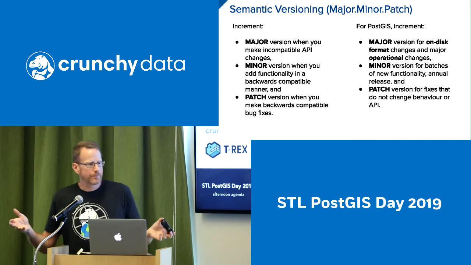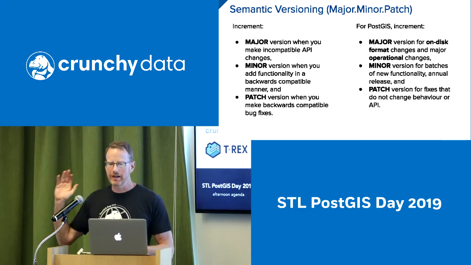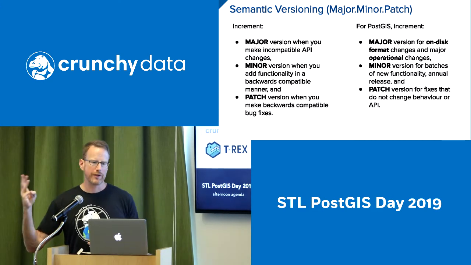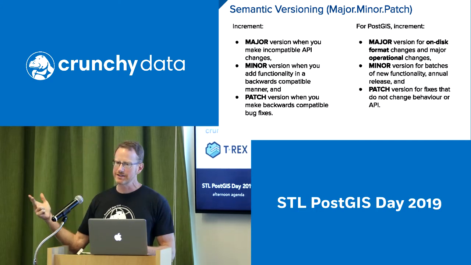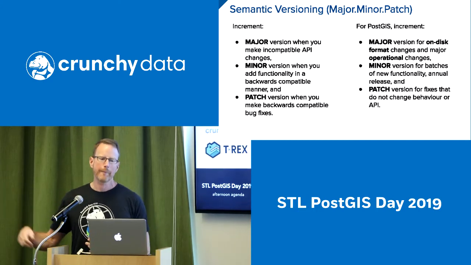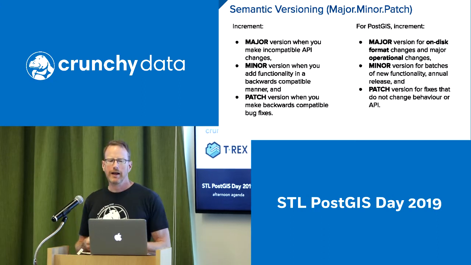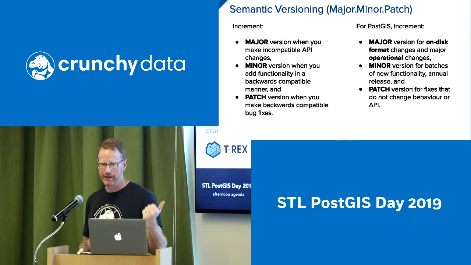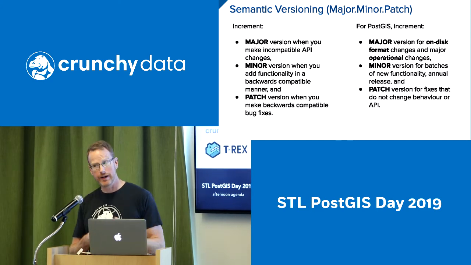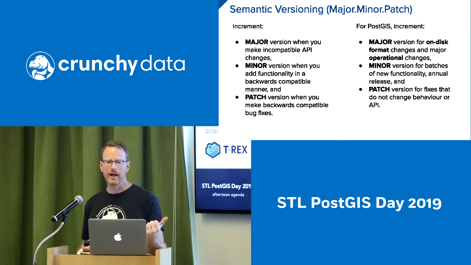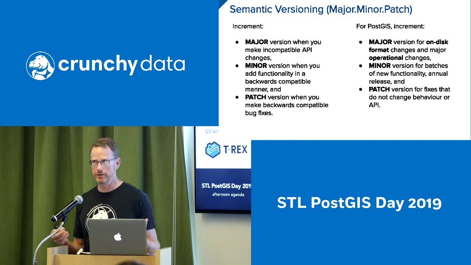PostGIS versions come in 3 valued versions: major, minor, patch. So this is 3.0.0. We follow what's called the semantic versioning scheme. That means when the big number changes, you can expect backward breaking changes. We try to document them all. For 2 to 3, there's not a lot of them, as opposed to, say, from 1 to 2, where there were quite a lot.